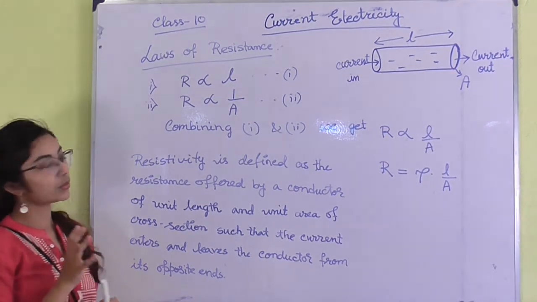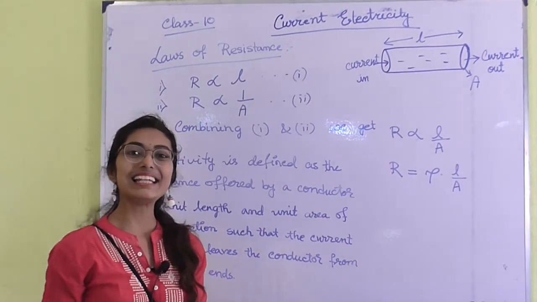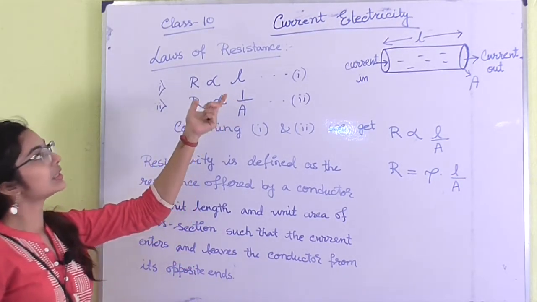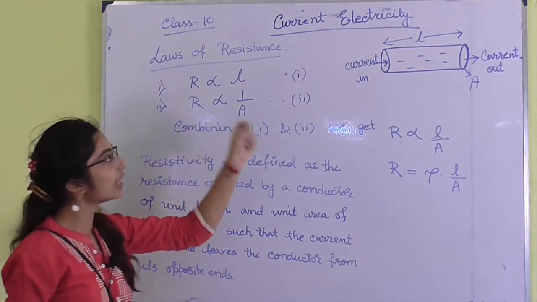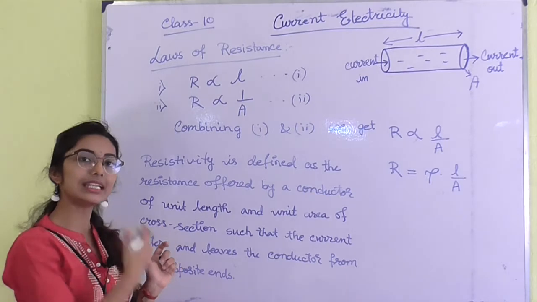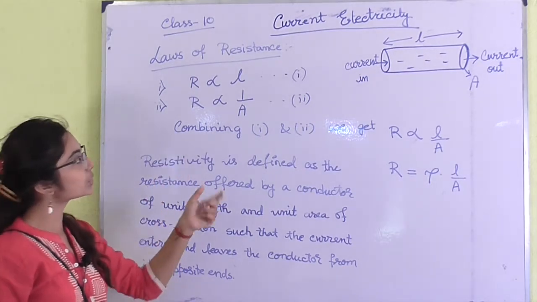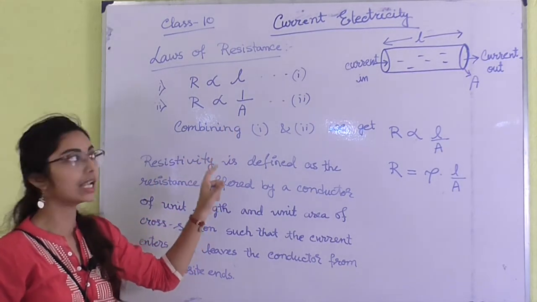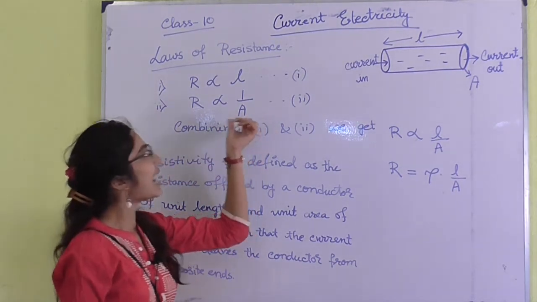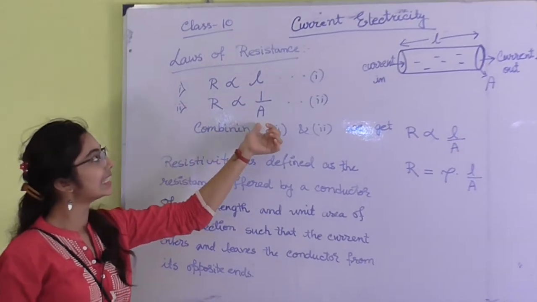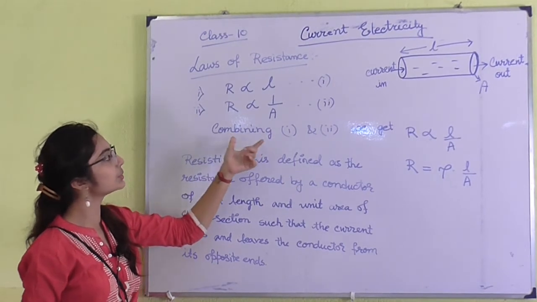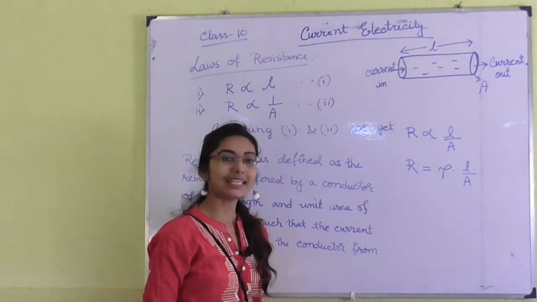So now we have studied that resistance R is an internal property of a conductor. R depends on L. R is proportional to L. As the length increases, R will also increase. R is inversely proportional to the area of cross section, that is, R is proportional to 1 by A. So if A is more, R is less, and if A is less, then R is more. So combining both laws, we get R varies as L by A.